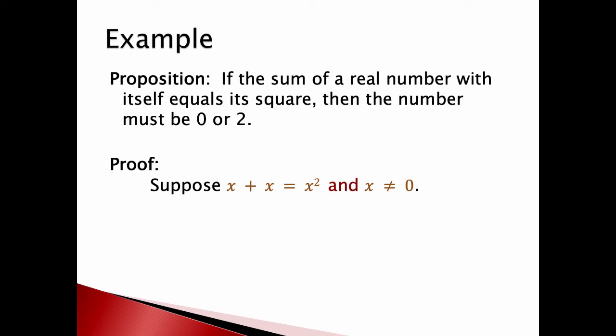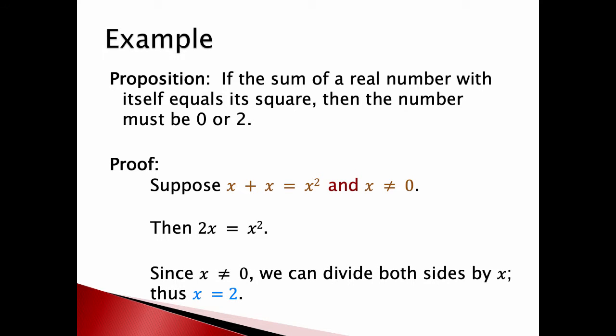Okay? And that's easy enough because if I look at the equation x plus x equals x squared, of course that's the equation 2x equals x squared. Since we're assuming that x isn't 0, I can divide both sides by 0, or not by 0. Dividing by 0 is bad. Since we're assuming that x isn't 0, I can divide by x. Then that tells me that x has to be 2.